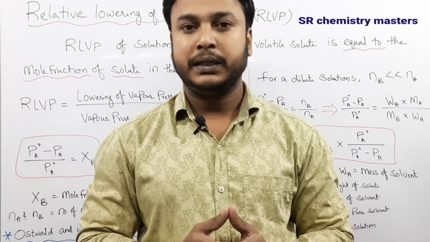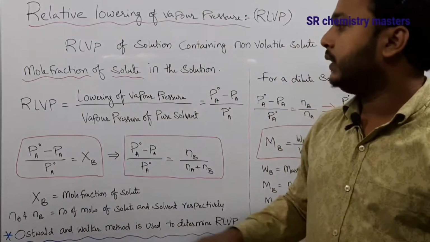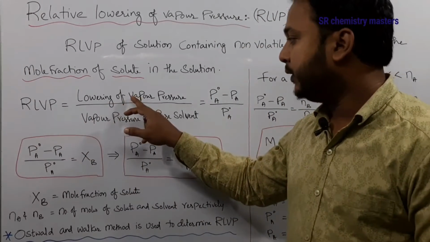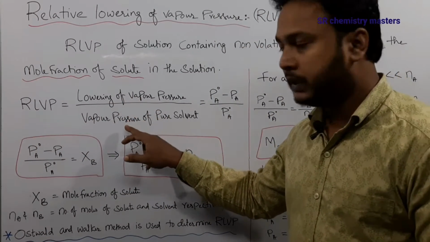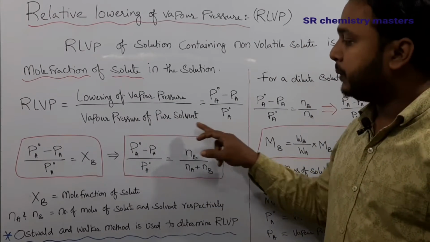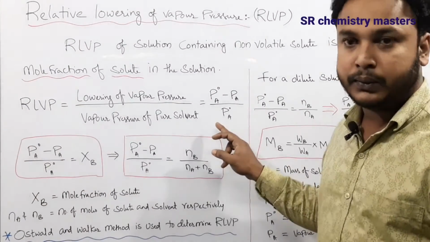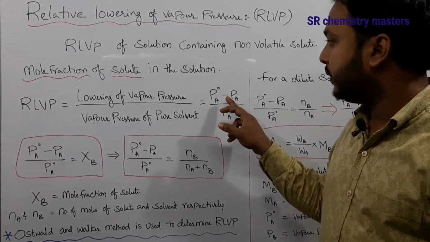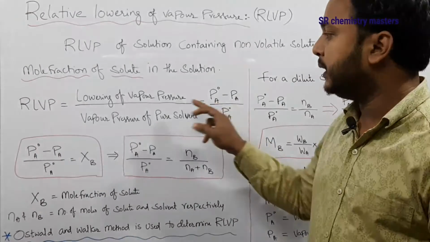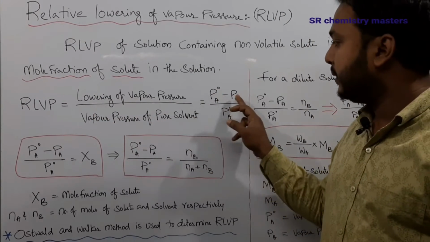Let us see the mathematical expression of a relative lowering of vapor pressure. A relative lowering of vapor pressure is the ratio of lowering of vapor pressure to that of vapor pressure of pure solvent. Here PA naught is the vapor pressure of pure solvent, and because of the addition of non-volatile solute, the vapor pressure of the solution is decreased. The amount of decrease can be measured by using the lowering of vapor pressure, that is PA naught minus PA.